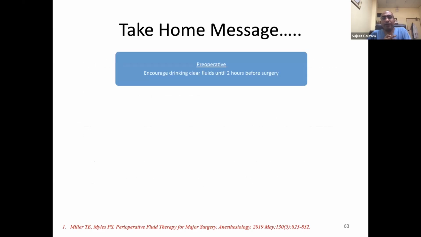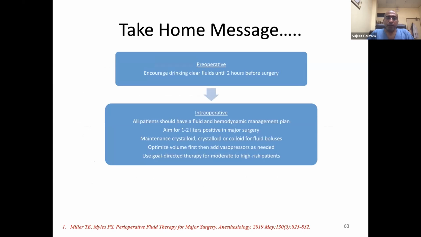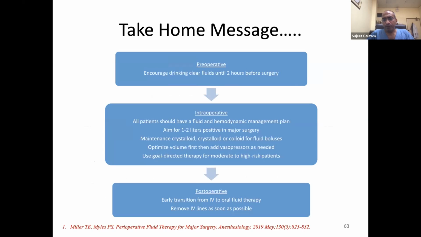So preoperatively, encourage drinking clear fluids until 2 hours before surgery. Intraoperatively, all patients should have a fluid and hemodynamic management plan. Aim for 1 to 2 liters positive in major surgery. Maintenance crystalloid or colloid for fluid boluses. Then optimize volume first, then add vasopressors as needed. Use goal-directed therapy for moderate to high-risk patients. Then post-operatively, so here one may see that they have given GDFT for moderate to high-risk patients.